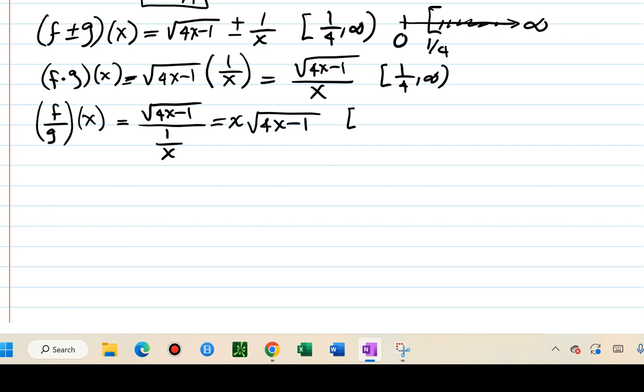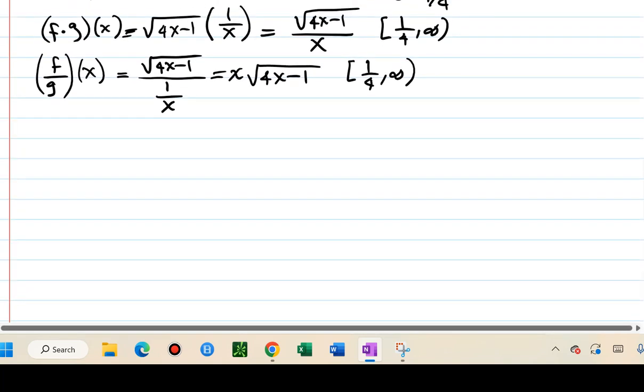And in this one again, 1/4 to infinity. And note, by the way, for this one, 0 is okay. It can handle 0, but intersection of domains. This cannot handle a 0. See, you get 0 minus 1, the square root of negative 1, imaginary. So for that reason, we don't include 0.